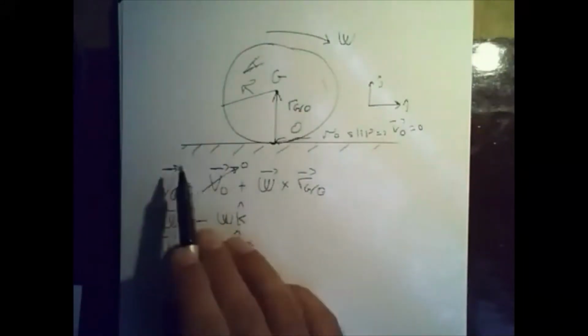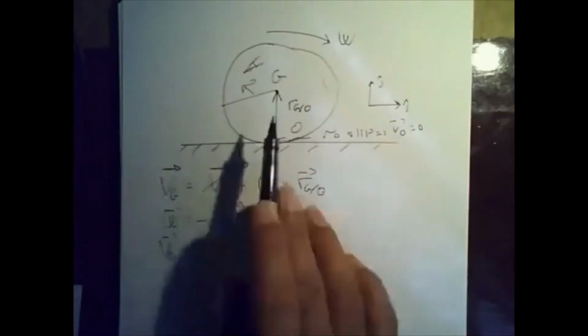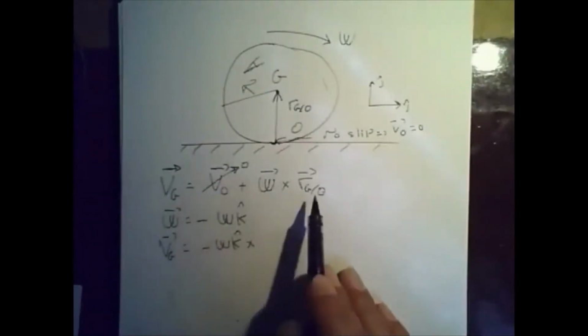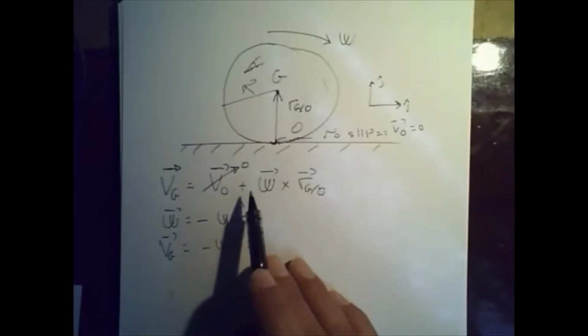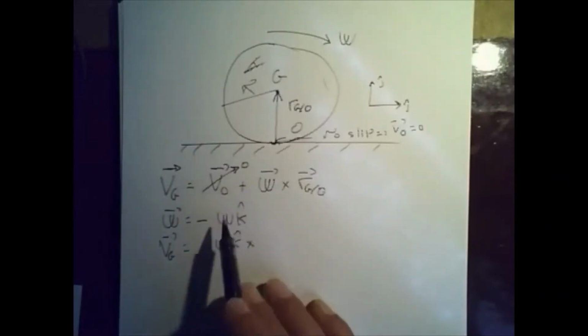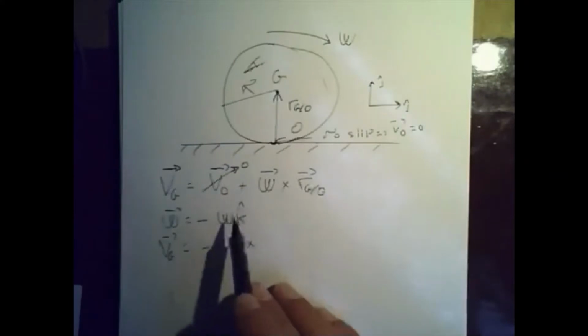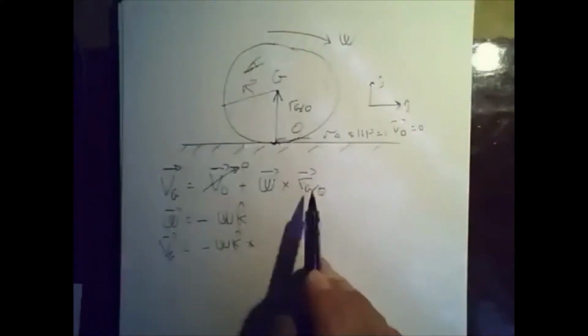Yeah, so I'm trying to find the velocity at point G. The velocity at G is equal to omega cross RGO. I'm substituting omega with its vector, so it's minus omega k. How about RGO?